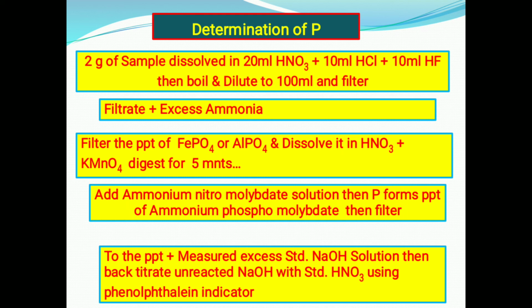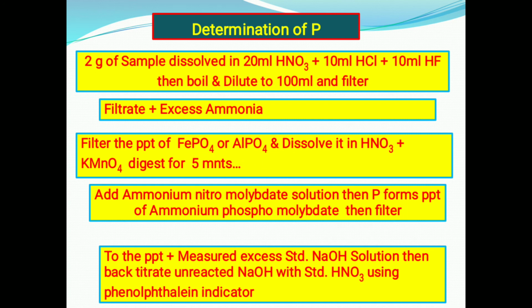Just recall it. Weigh about 2 gram of blast furnace slag sample, dissolve it in the acid mixture, that is HNO3, HCl and HF, boil it, filter it, dilute it to 100 ml, take the filtrate, add excess ammonia, then the precipitate of ferric phosphate and aluminum phosphate, if present, will be separated out.